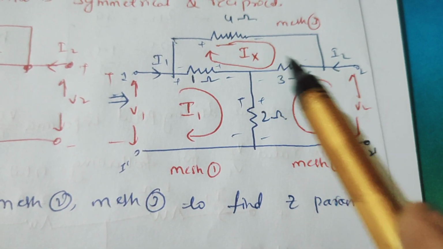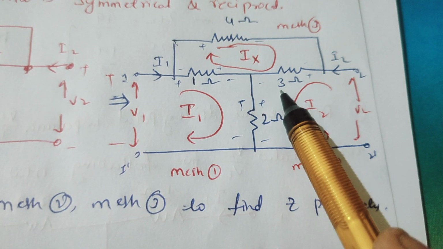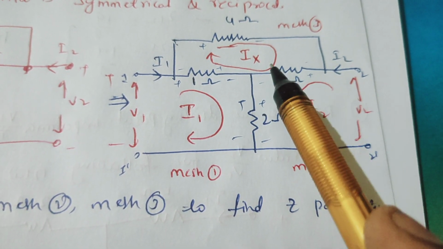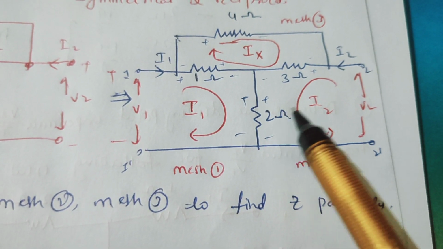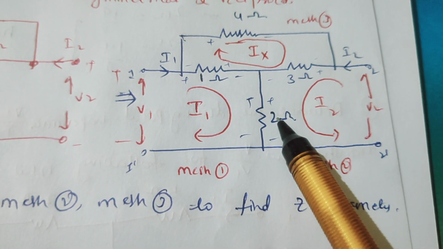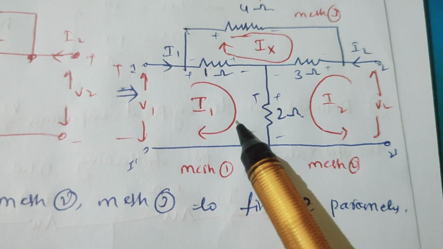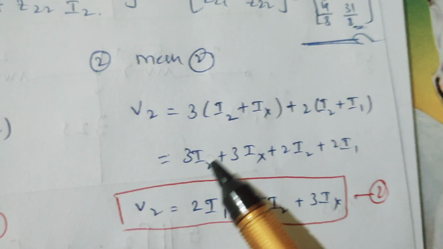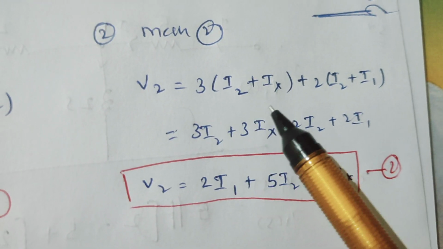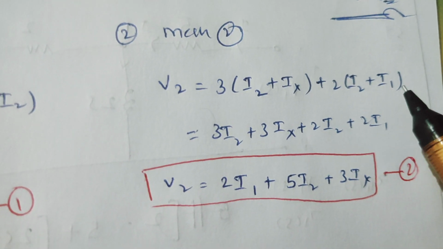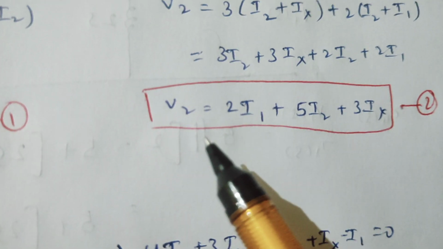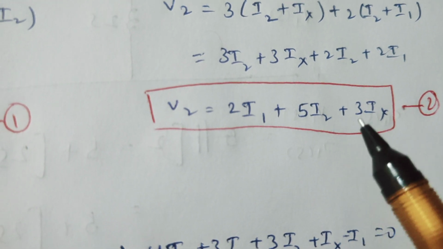In this, both currents are entering, so V2 is equal to 3 into (I2 plus Ix) plus this 2 ohms resistor into, here in the 2 ohms resistor also I2 is entering and I1 is entering. Therefore V2 is 3 into (I2 plus Ix) plus 2 into (I2 plus I1). Upon solving this, we will get V2 is equal to 2I1 plus 5I2 plus 3Ix.